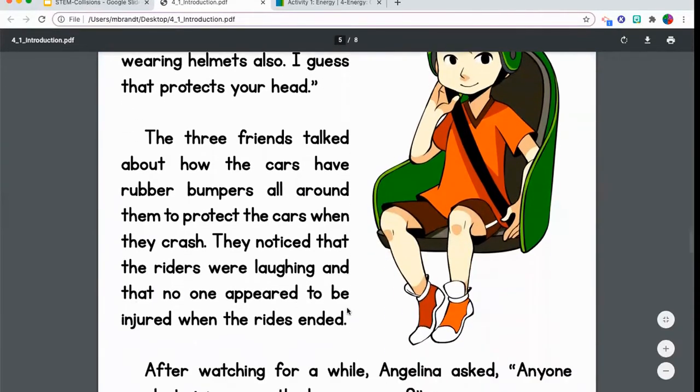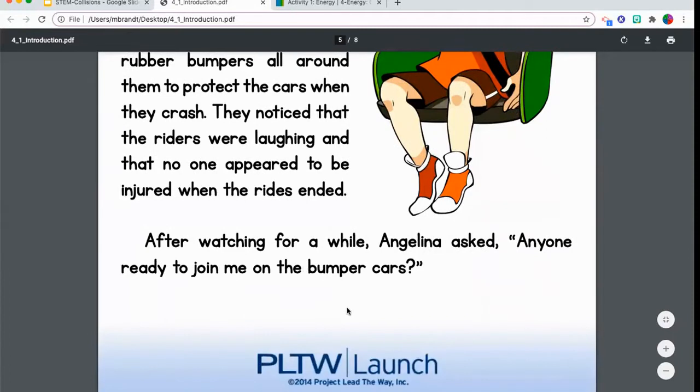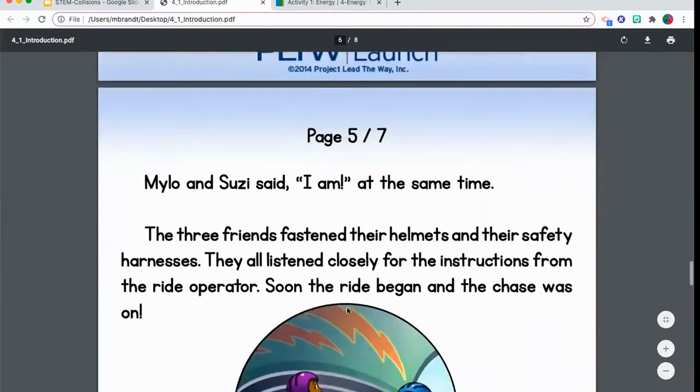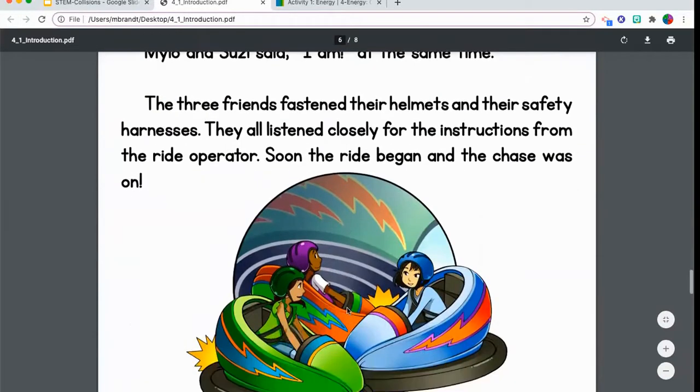The three friends talked about how the cars have rubber bumpers all around them to protect the cars when they crash. They noticed that the riders were laughing and no one appeared to be injured when the ride ended. After watching for a while, Angelina asked, "Anyone ready to join me on the bumper cars?" Milo and Susie said, "I am," at the same time.